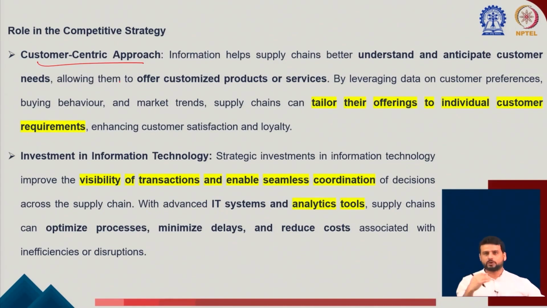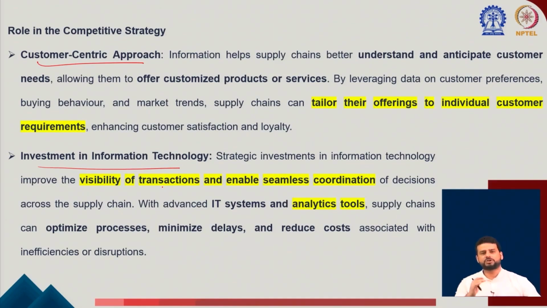So providing those tailored services to individual customers, that is the customer-centric approach. So your supply chain is responsive enough, sharing information throughout the network, so that you can provide the customer-centric approach, right? And then investment in information technology. See, the online players, like Walmart or 7-Eleven, we are talking about Amazon, Flipkart, they have to implement this information technology network, a very strong network.